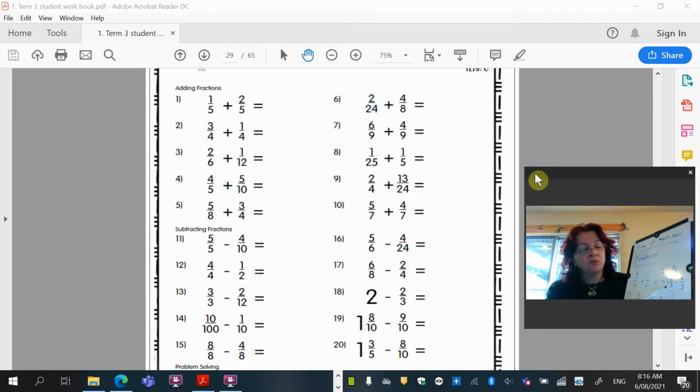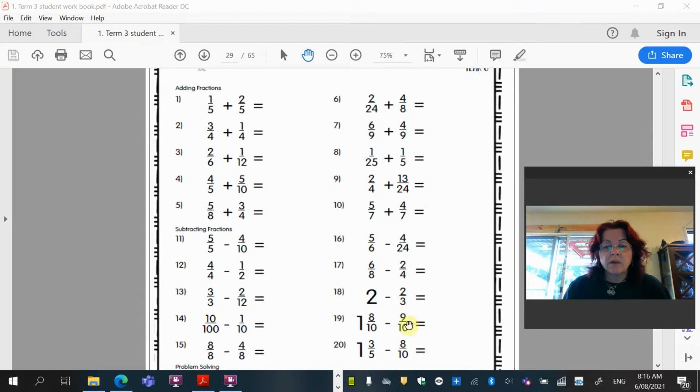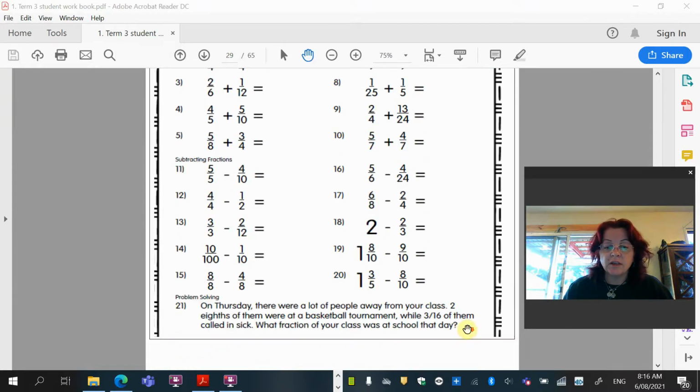Now, ordinarily, we would change this number into a mixed fraction, but we don't even have to do that. We can just go equals 1. 3 take away 2 is 1 over 3. So 1 and 1/3. So it's not that tricky. Same with this one. Because it's 8 take away 9, you're going to have to turn that one into a mixed fraction first. So 10 times 1 is 10 plus 8, 18 over 10. Then do the subtraction and then turn the answer into whatever you need.